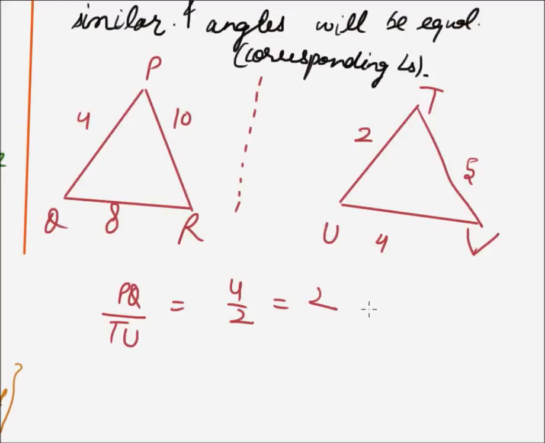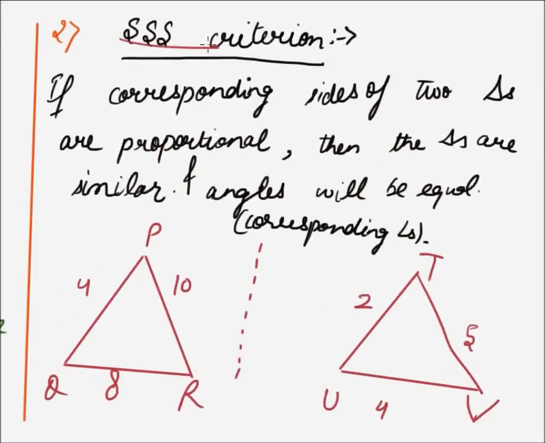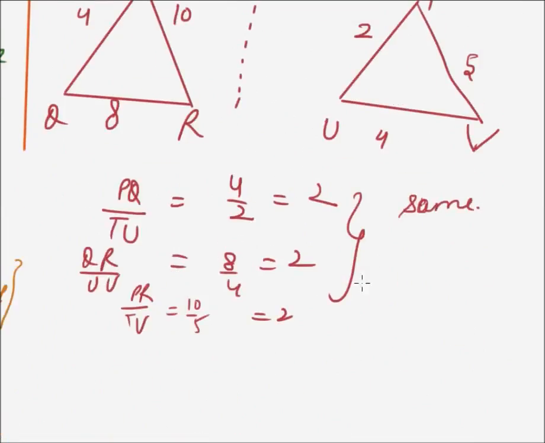Similarly, QR over UV will also be 8/4, that is 2. And last but not the least, PR over TV will be 10/5, which is again 2. That is, their corresponding ratios of the sides are same. Hence this criteria, the SSS criteria, says that triangle PQR will be similar to triangle TUV.